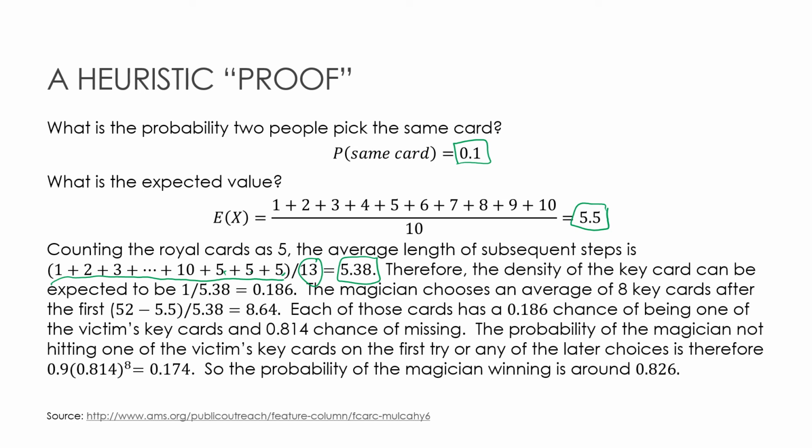So essentially the density of key cards can be expected to be 1 divided by 5.38, or 0.186. So if the magician chooses an average of 8 key cards after the victim's first, then each of those cards has a 0.186 chance of being one of the victim's key cards and a 0.814 chance of missing. The probability of the magician not hitting one of the victim's key cards on the first try or the later choices, because there are so many times that we're going through this, is 0.174. So the magician will win 82.6% of the time.